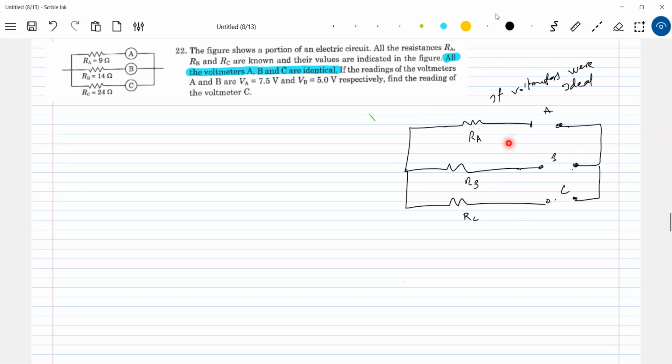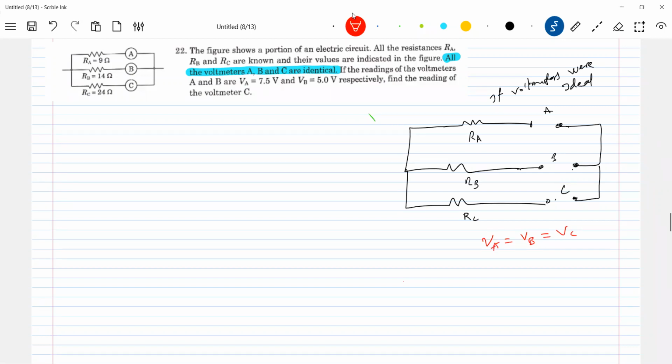So definitely the voltmeters are not ideal. They are practical. If they were ideal, this would have been the situation. And if you write the loop equation, as no current flows, then VA equals VB equals VC. If they were ideal, all would have read the same.